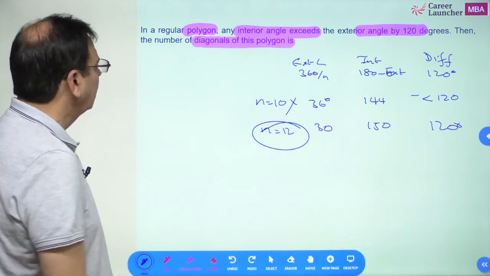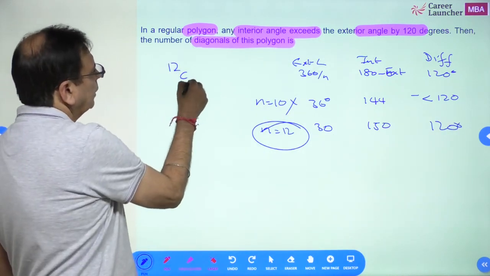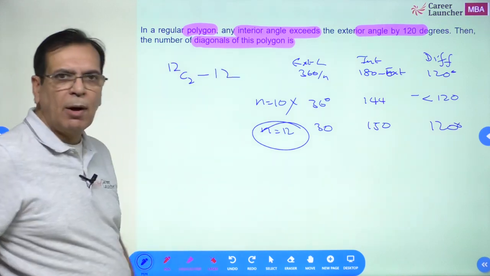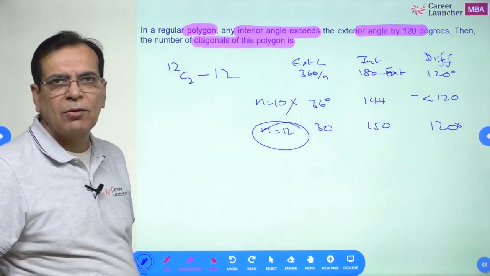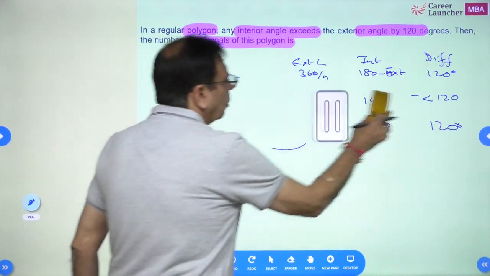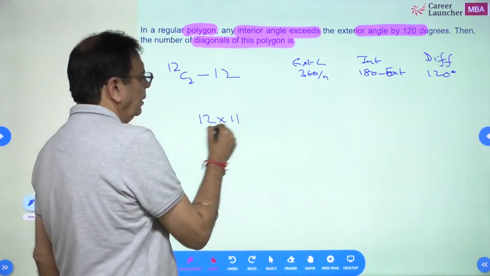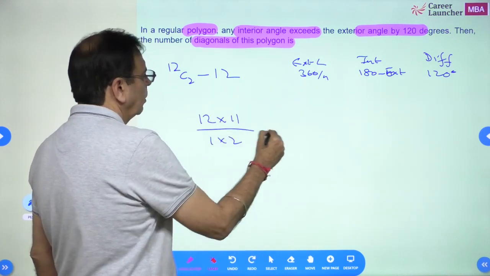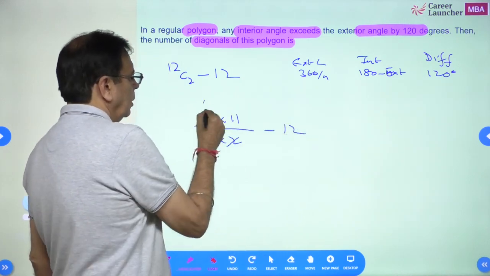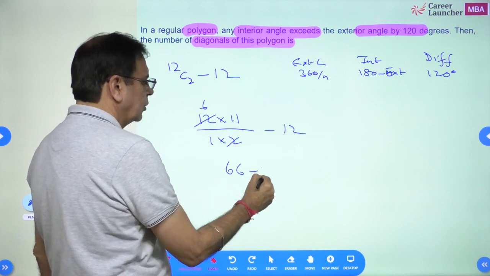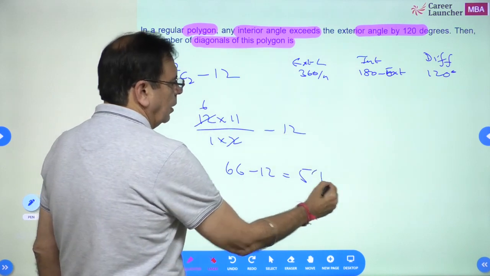So how many diagonals will it have? 12C2 minus 12. The number of diagonals will be nC2 minus n. Okay. So what is 12C2? It is 12 into 11 upon 1 into 2, minus 12. So 66 minus 12, 54 is the answer.